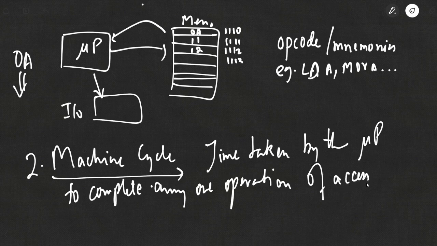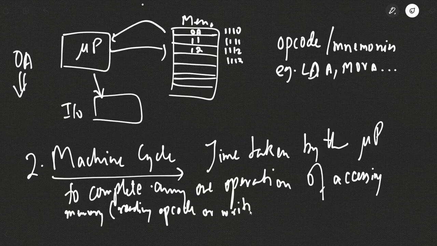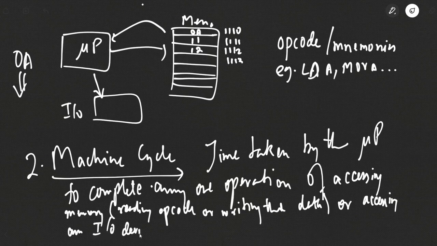It can be accessing the memory, either reading the opcode or writing the data, which is one operation. Or it can be accessing an IO device, or an acknowledgement of an external request, like interrupts, etc. So the machine cycle is the time taken by the microprocessor to complete one operation of the instruction cycle. In the instruction cycle there will be a number of operations.